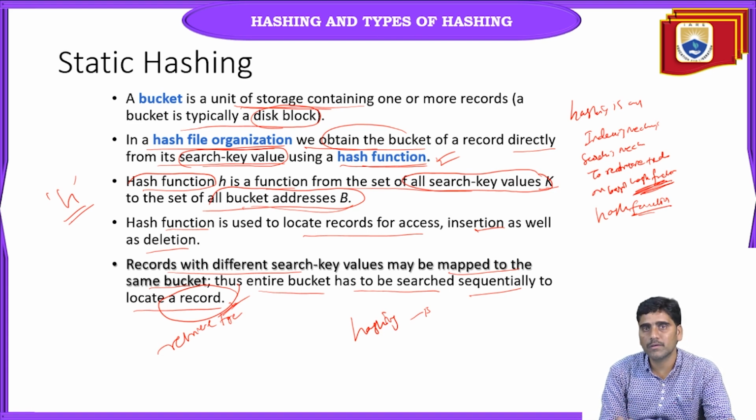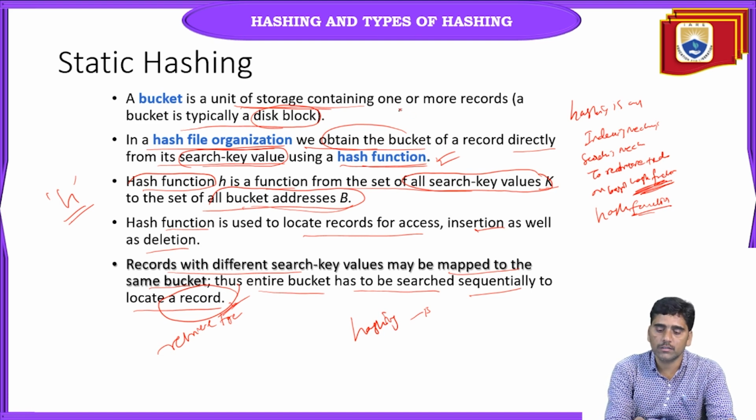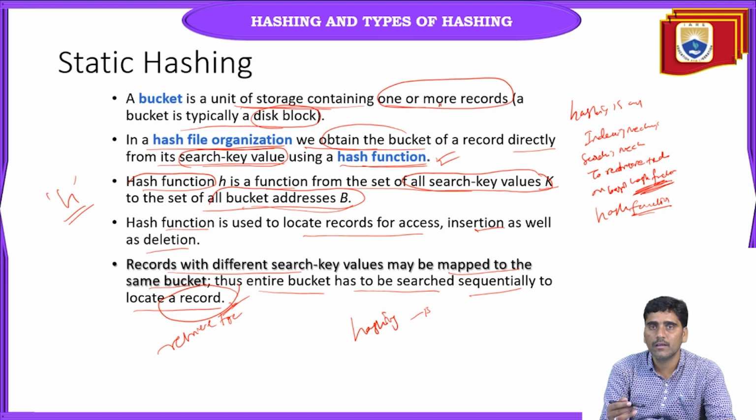A bucket is a unit of storage containing records. Hash file organization is obtaining the bucket of a record directly from its search key values. So how you place the search key values in the buckets, and where you place them, is determined using this hash function.